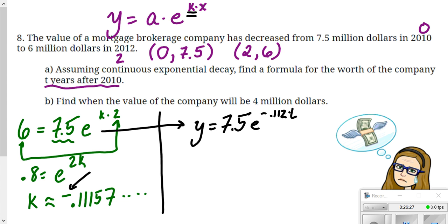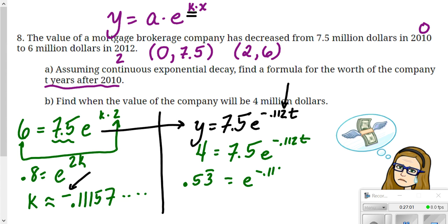And I have some amount of time. Now, obviously, if I have more digits for this constant on my calculator screen, I'm going to certainly make use of them. Part B says find when, so we're solving for t, find when the value of the company will be $4 million. So if I substitute in a 4, my algebraic steps are going to be to divide 4 by 7.5, that's 0.53 repeating, which equals the rest of this without the 7.5 on it. I would switch to log form, and then divide by that negative 0.112.